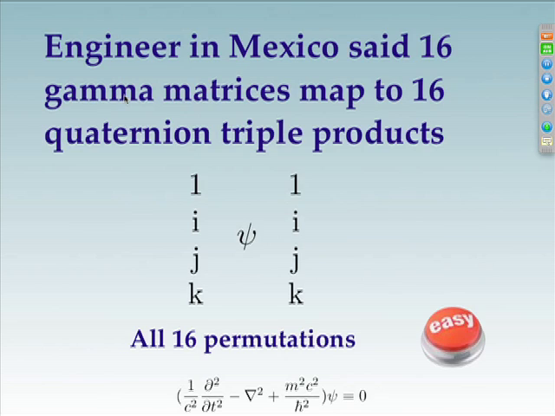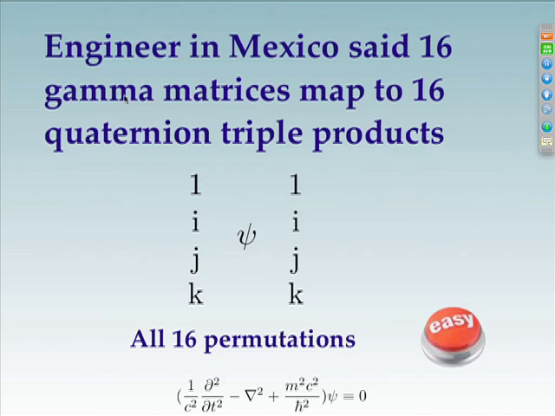So it's one nice thing about owning quaternions.com is that people all over the planet, if they do a little bit of research in quaternions, they sometimes stumble over my work. They communicate with me. And so there's an engineer in Mexico, and he said that the 16 gamma matrices map to the 16 quaternion triple products. I was like, really? I mean, that at least can be summarized quickly, right?